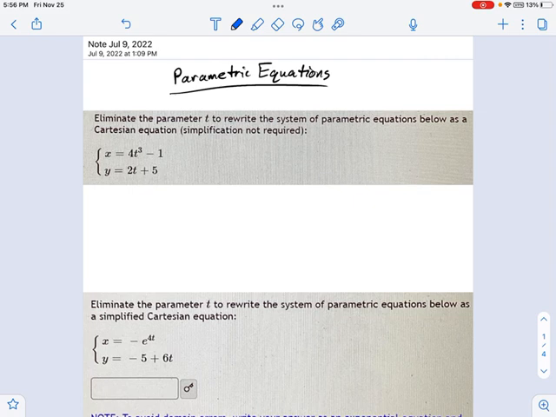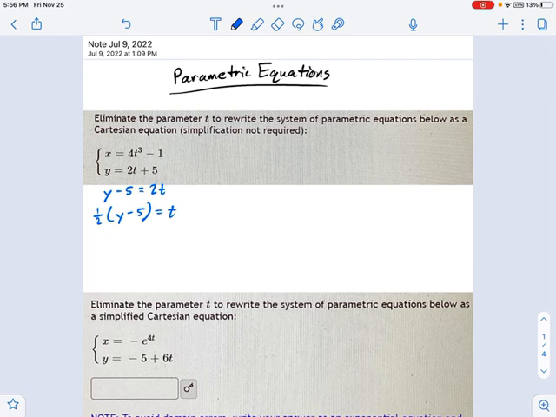So the way you do that, if you remember how to solve systems of equations, is let's work with this easy one. I'm going to say, let's subtract 5 from each side. And y minus 5 equals 2t. Okay, no one's going to argue with that. And then what if we divide each side by 2? So 1/2 times y minus 5 equals t. Well, that's what t is.